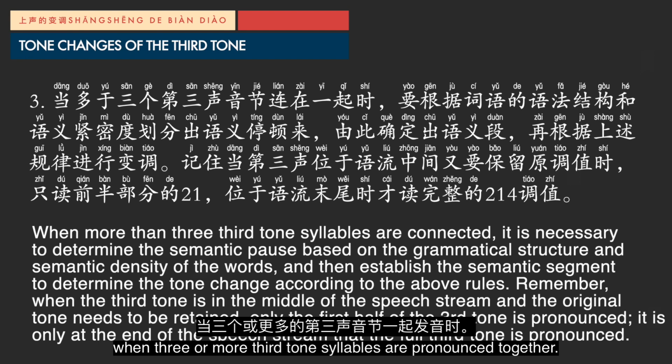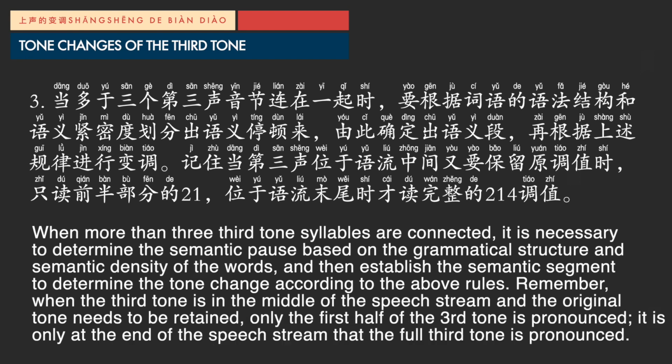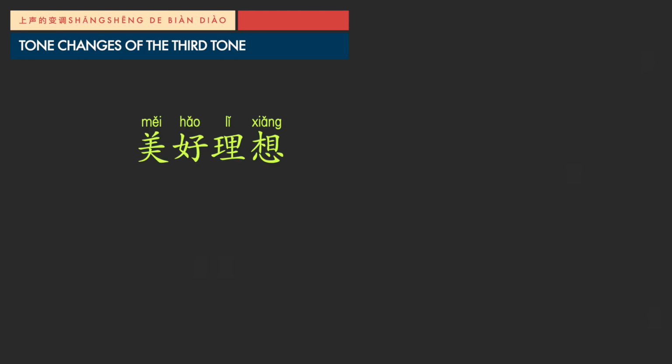Now, let's learn the more challenging rule for tone change when three or more third tone syllables are pronounced together. When more than three third tone syllables are connected, it is necessary to determine the semantic pause based on the grammatical structure and semantic density of the words, and then establish the semantic segment to determine the tone change according to the above rules. Remember, when the third tone is in the middle of speech stream and the original tone needs to be retained, only the first half of the third tone is pronounced. It is only at the end of the speech stream that the full third tone is pronounced. Let's look at some examples.